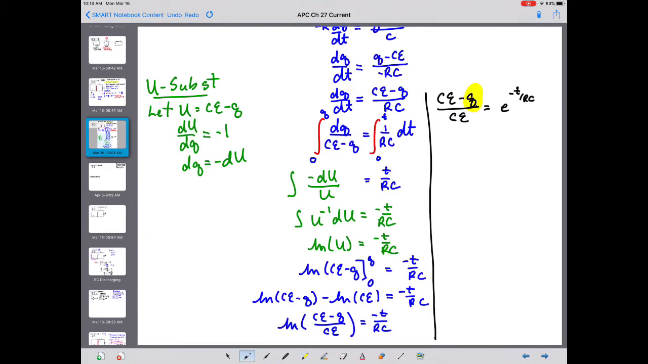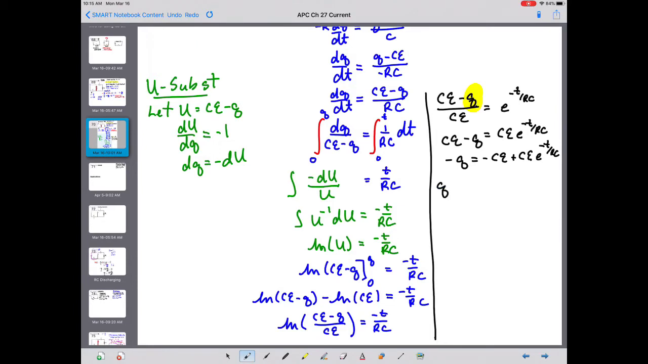What we're solving this down for is that Q. So in doing the algebra to be able to solve down, I've got C EMF minus Q, multiplying the denominator up to the other side, C EMF equals base E to the negative t over RC. I'm going to subtract the C EMF to the other side, so negative Q is equal to negative C EMF plus C EMF base E to the negative t over RC.